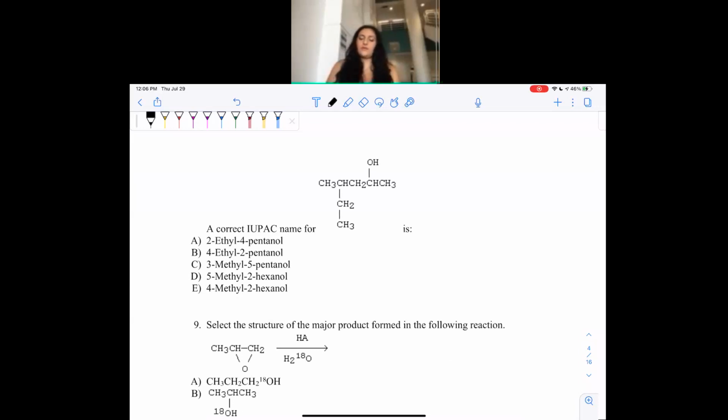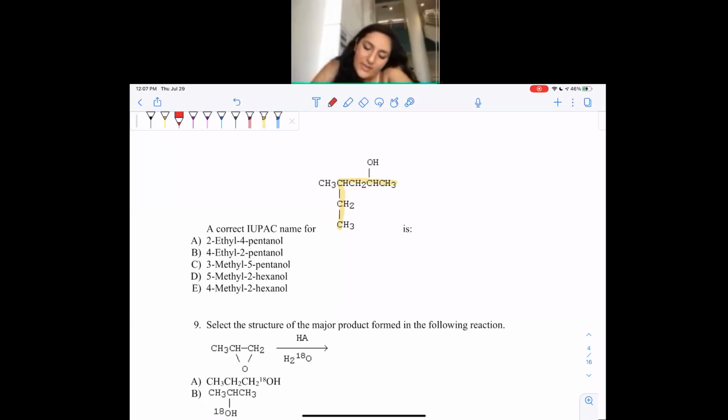Sure, why not? Let's do a naming one. There will be a couple naming questions on the final, most likely, and these should be your free gimme points. When we're naming, we start with the longest chain, and just by looking at this, I can see that this guy is going to be the longest chain. The next thing we have to do is make sure that our substituents are on the lowest numbered carbons possible.